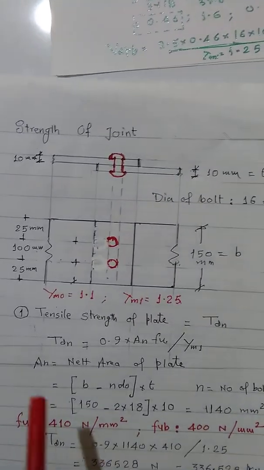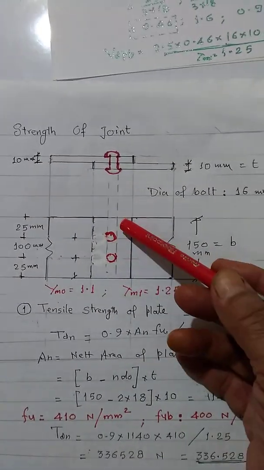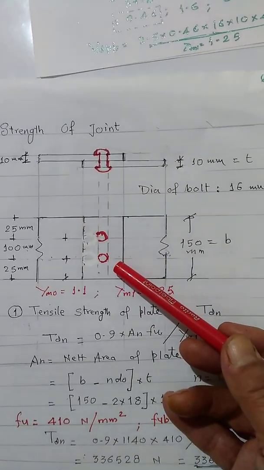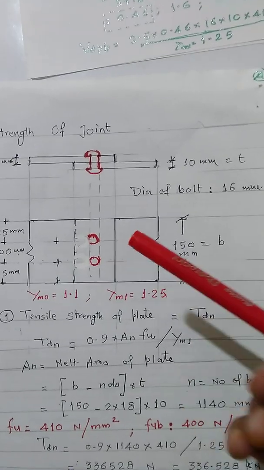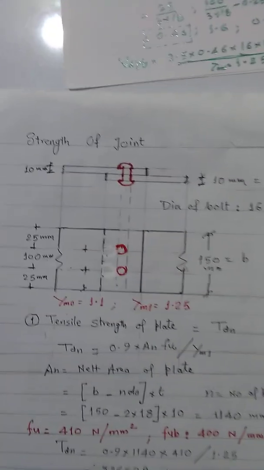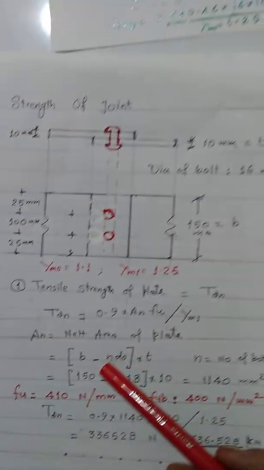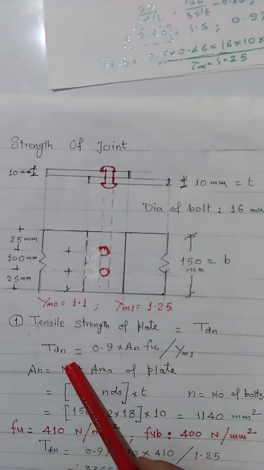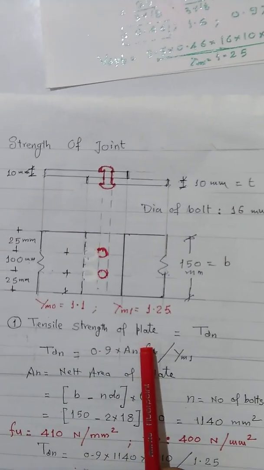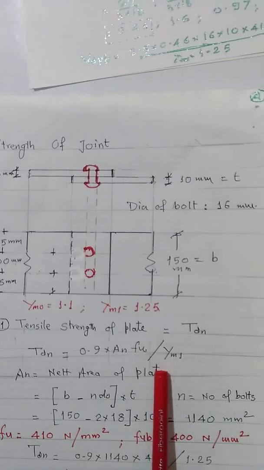First of all, we start with the tensile strength of a plate. We are considering only the single plate, of width 150 mm. How many holes were there? There are two holes. So what is the net width? And then multiplied by the thickness will give the net area of that plate. And multiplied by the stress will give the value of tensile strength of a plate. The mathematical expression is already given in the code also: TDN, the tensile design strength of the plate, is equal to 0.9 AN FU upon gamma M1.